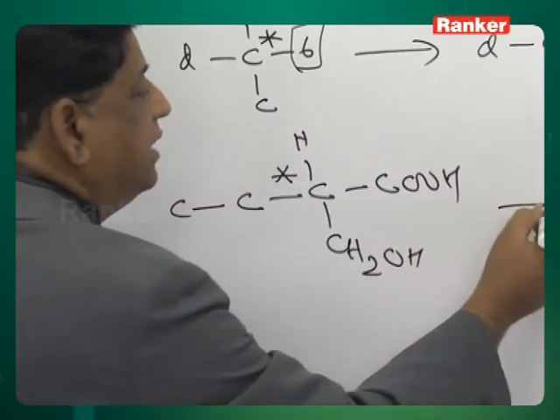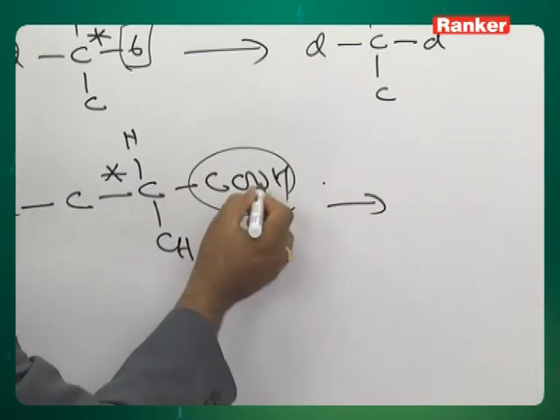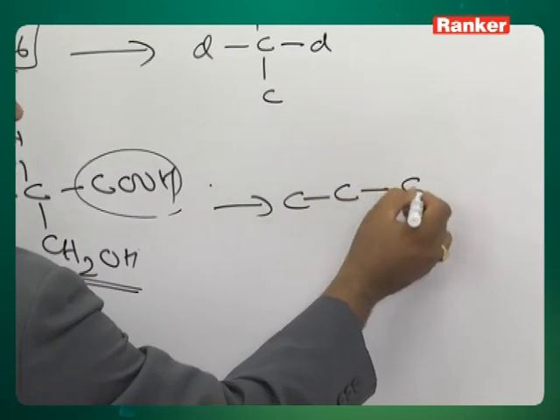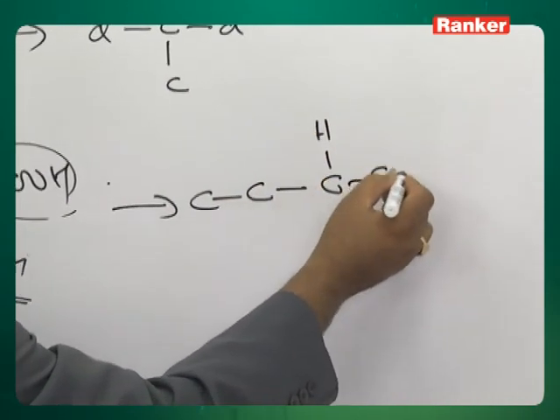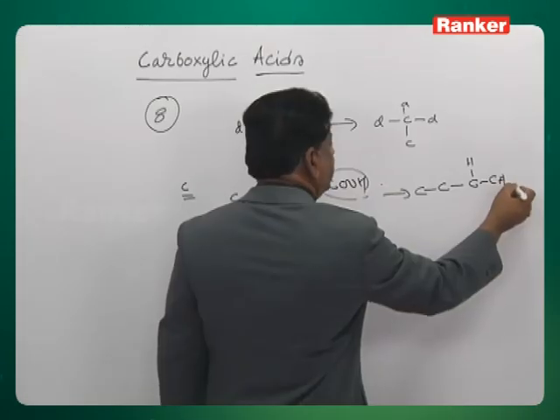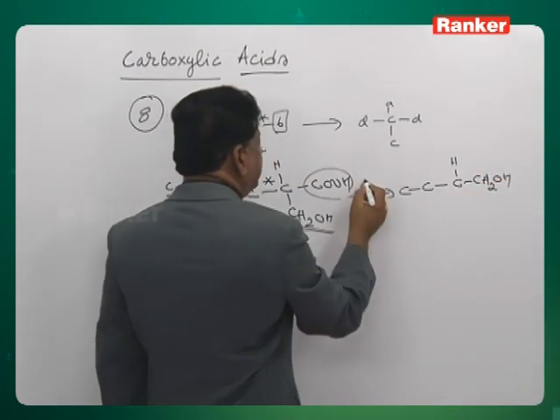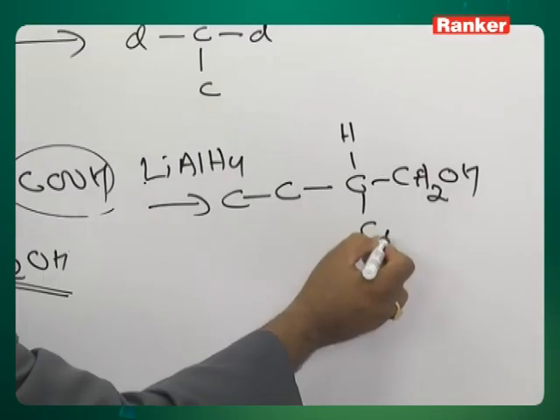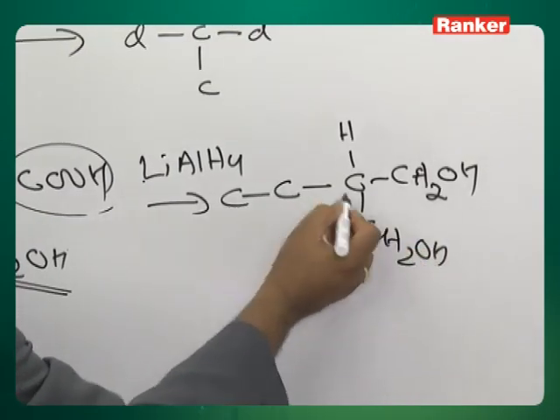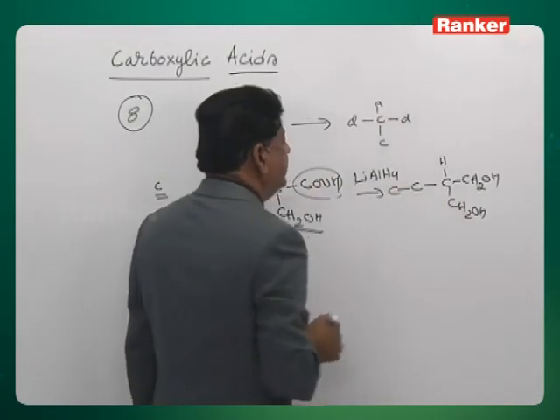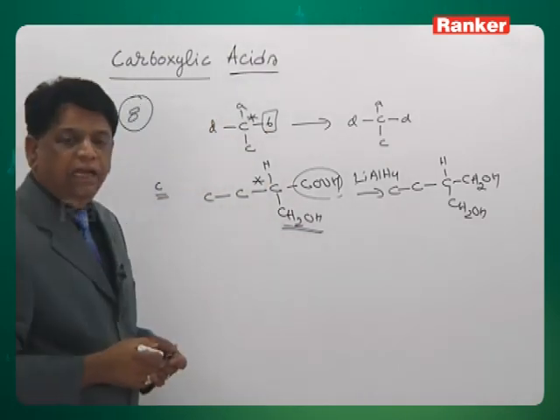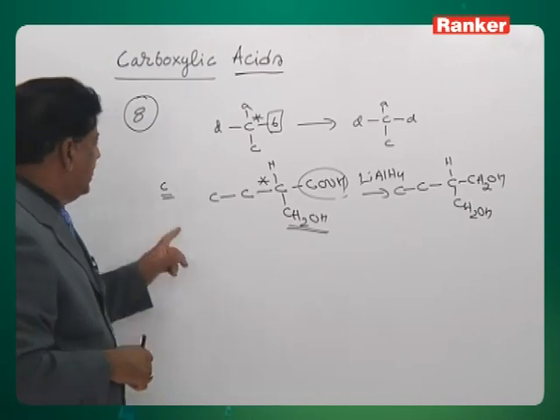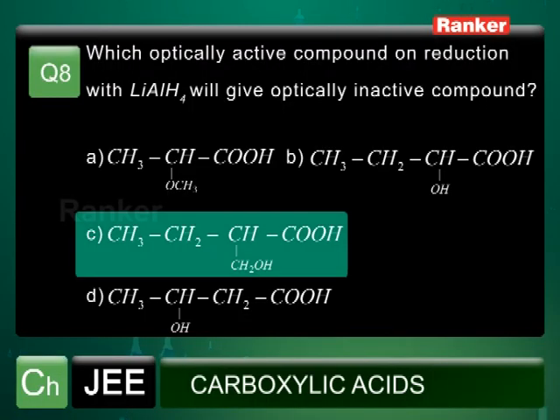On reduction with lithium aluminum hydride, this COOH converts into a group which is already there. Therefore it will become an optically inactive compound. A CH2OH is generated out of the lithium aluminum hydride, and a CH2OH is already there, so this will become optically inactive. This is the right answer. The other one also won't be inactive. So option C is the right answer.